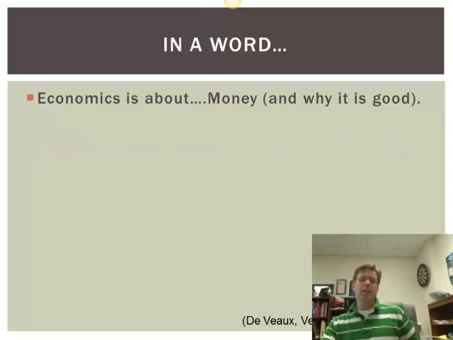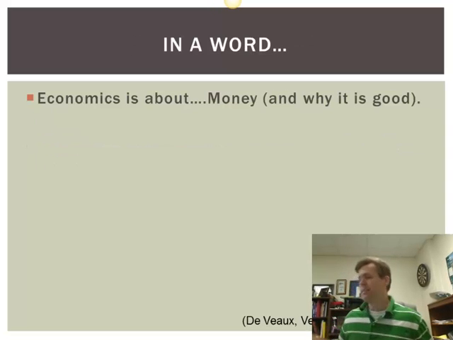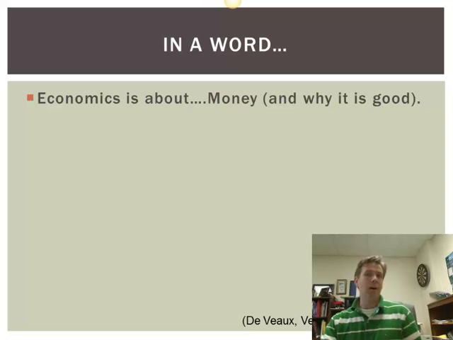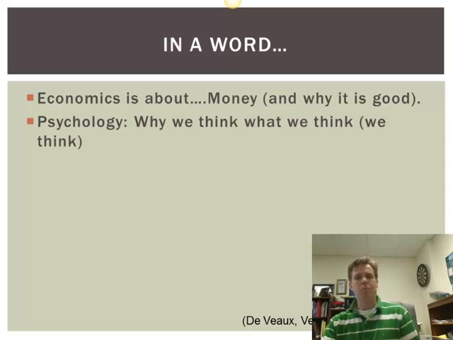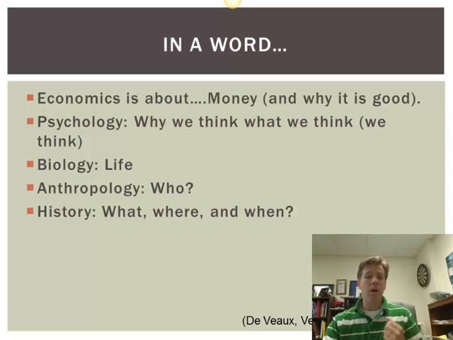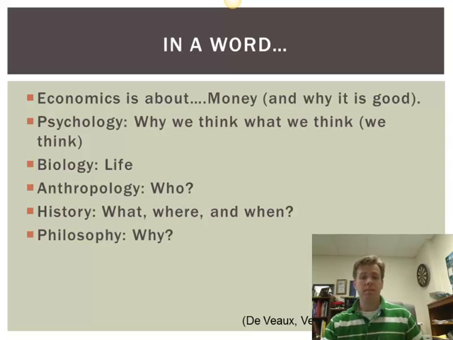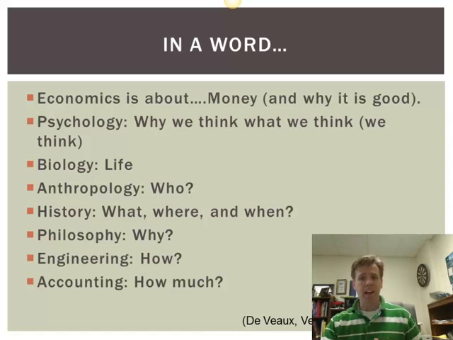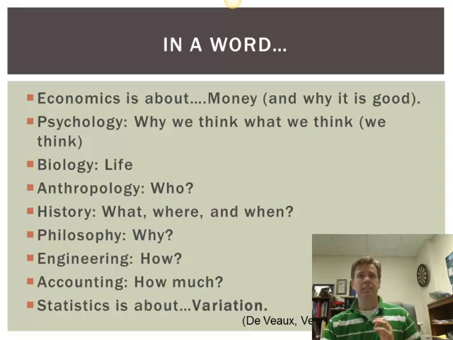In a word, a lot of times we like to summarize certain disciplines with one or two words. So economics is about money, why it's good. Psychology, why we think what we think. Biology is life. Anthropology, who. History, what, where, and when. Philosophy, why. Engineering, how. Accounting, how much. Statistics is about variation. Data vary.